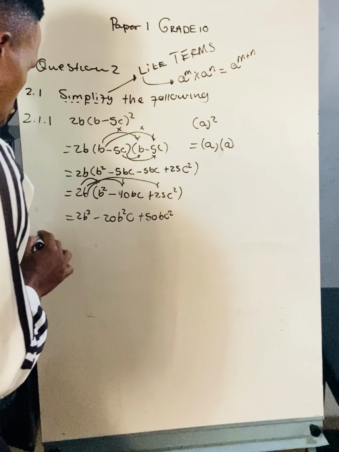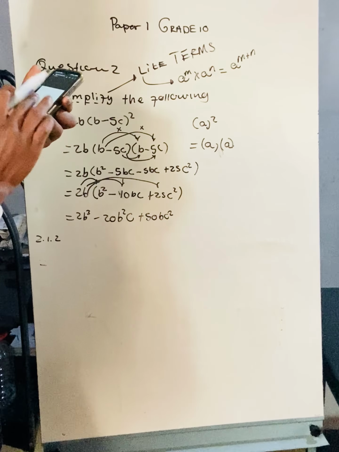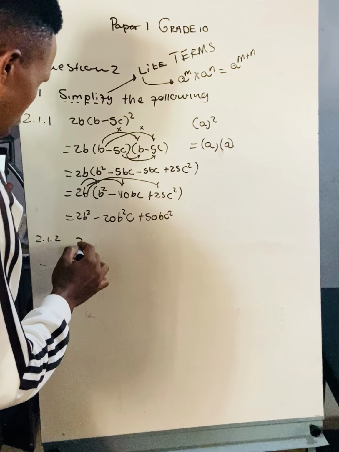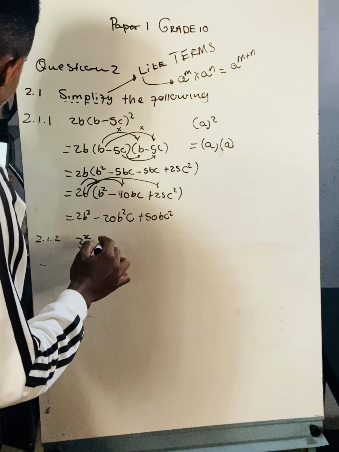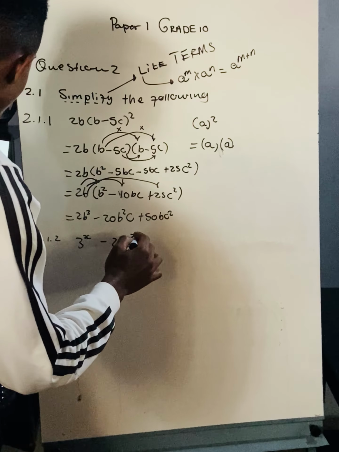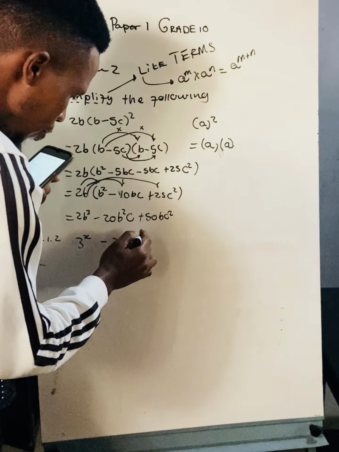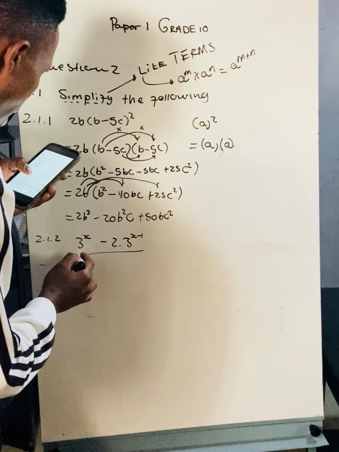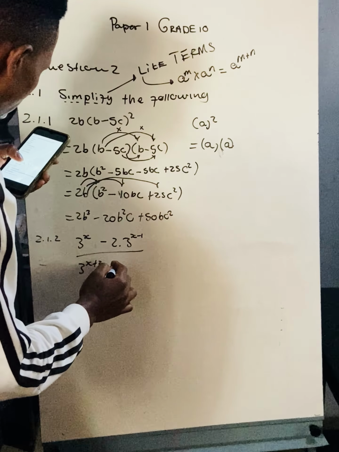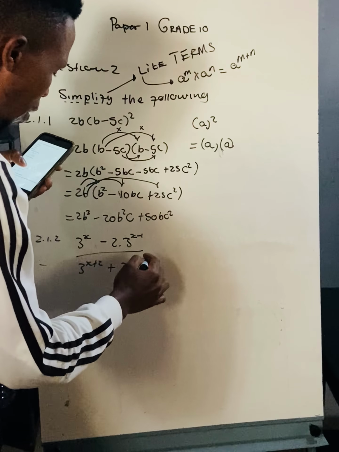Then the second question, 2.1.2. Let me check what we have in this one. In this one we have 3 to the power of x minus 2 multiplied by 3 to the power of x minus 1, all divided by 3 to the power of x plus 2, plus, in between here, we have 2 multiplied by 3 to the power of x plus 1.